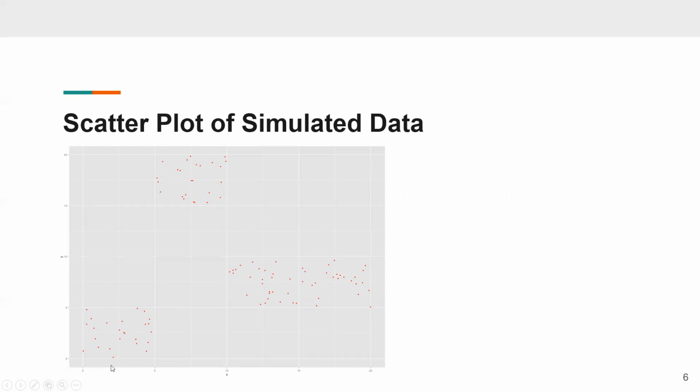This region is x-axis 0 to 5, and y-axis 0 to 5, and then x-axis 5 to 10, and y-axis 15 to 20. And the third region is x-axis 15 to 20, and y-axis is around 5 to 10. So that's 3 areas. Let's think about if we run this data through a linear regression, what output we potentially can get.